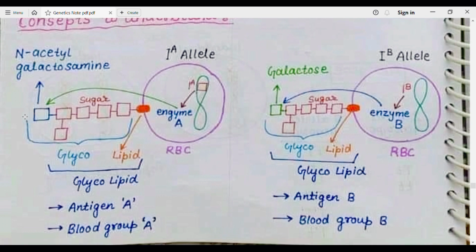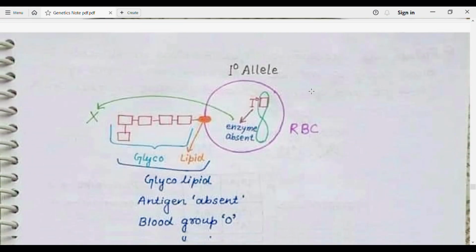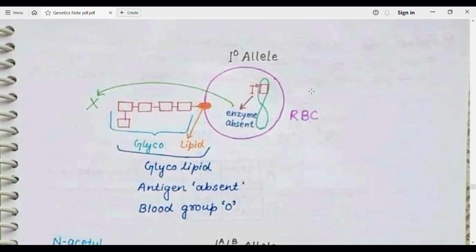And a person having blood group B has the allele IB in their chromosome. It produces enzyme B, and enzyme B produces galactose. So it produces the antigen B in the blood, and the person's blood group will be B. And a person having blood group O does not have any such alleles in their chromosomes. So the enzyme is not produced and the antigen is absent. So the person's blood group is O.